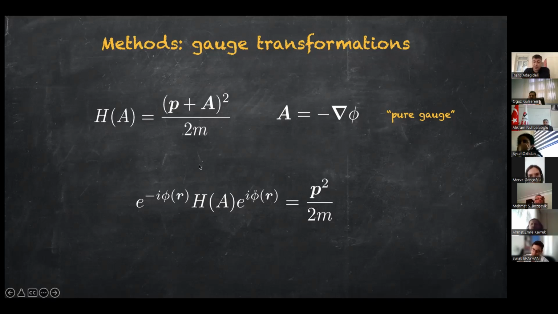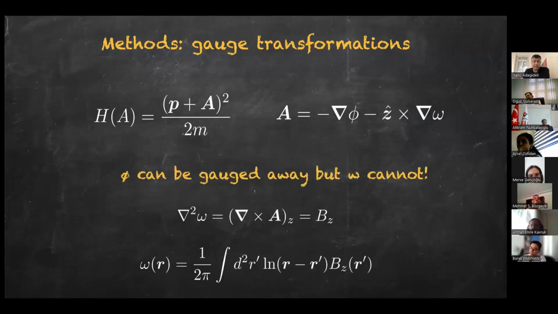Now if it is a pure gauge, you can show that this Hamiltonian is equivalent to a Hamiltonian with zero field. The transformation is to take that phi and make a unitary transformation: e to the minus i phi, Hamiltonian, e to the plus i phi. You change the fields locally, and you get the free-particle Hamiltonian with no field.